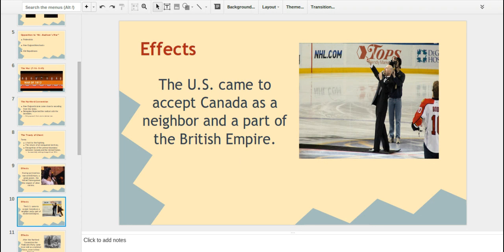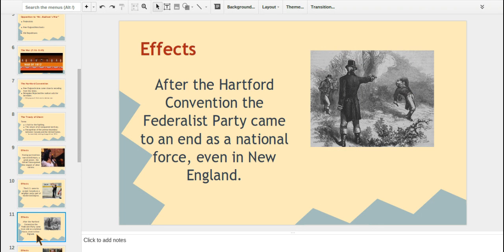More effects: the U.S. came to accept Canada as a neighbor and a part of the British Empire. I have a picture of the Buffalo Sabres national anthem singer. I am blanking on his name. I believe it's Doug Allen. And I would talk about how before every Sabres game, he would sing the United States and the Canadian national anthem. It kind of shows the respect between the two countries. A lot of kids maybe have been to Sabres games. If I'm teaching locally, they would have experienced that and understood. Sort of put it into context.